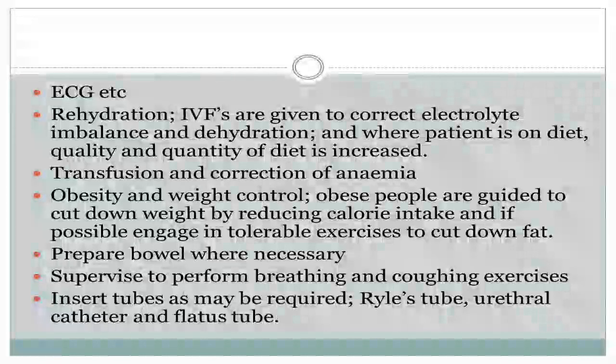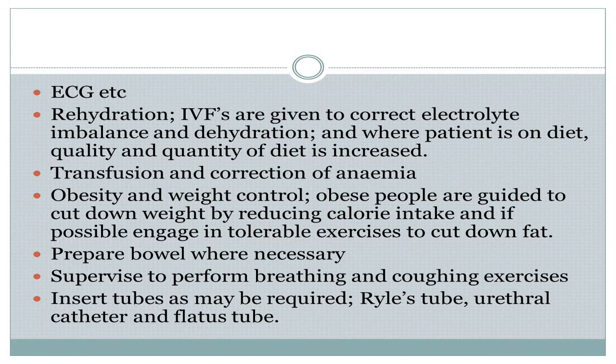And then finally, we can look at transfusion and correction of anemia. We transfuse with blood. So blood transfusion will correct the anemia, that is the loss of blood in any other form. Then obesity and weight control. Obese people are guided to cut down weight by reducing caloric intake and, if possible, engage in tolerable exercises to cut down fat, so that they can have access to a properly structured surgery.